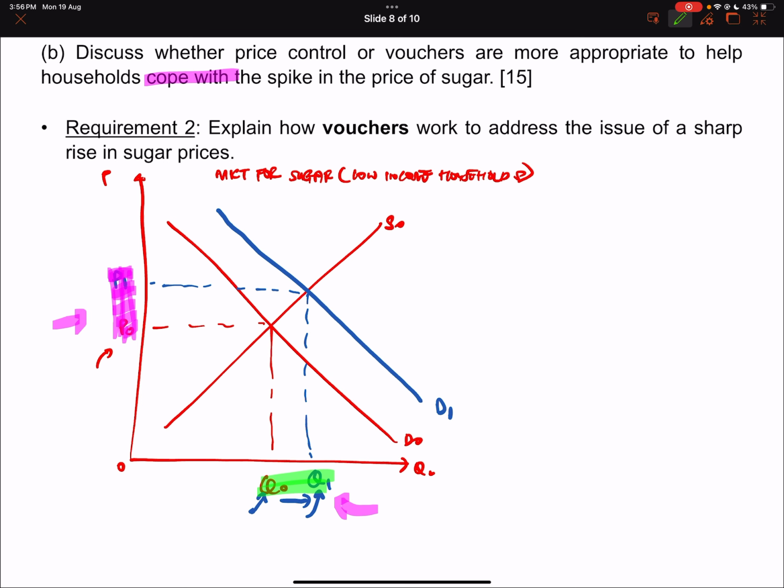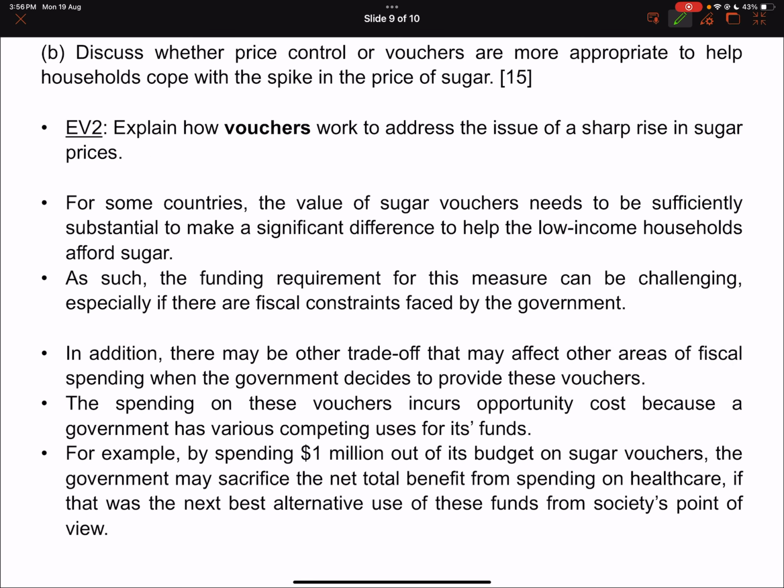So after we do R2, the next thing we want to do is to evaluate, which is if vouchers are so great, why don't all governments do it? So the first reason is because of constraints. Not all governments will have the funding required to give people the vouchers. Because in order for the vouchers to really help the low income households buy them, you need to be very, very significant. Right? And not all governments are able to do that, and they face something called fiscal constraints. Fiscal just means government money. Right? So they face constraints with regard to their own government finances.